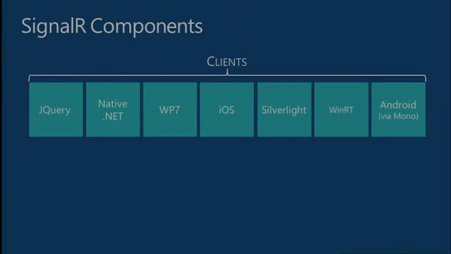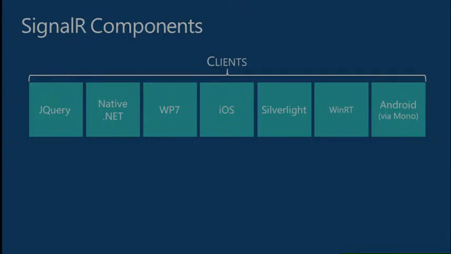Going from left to right, you'll see that there's a jQuery client. That's pretty obvious. SignalR runs as a jQuery plugin. How many of you use jQuery? You're 50% of the way to understanding how SignalR works already. This is going to be cake. Okay? There's obviously a native .NET client. That's how I was calling SignalR from the Connect code that I had written. So there's a way that you can use SignalR from within native .NET code.